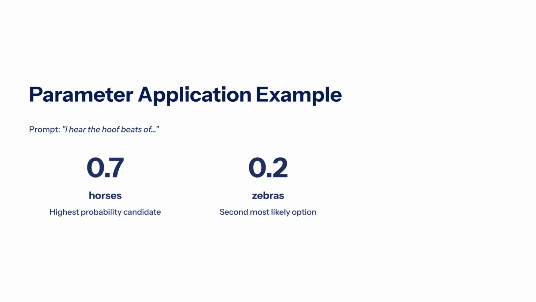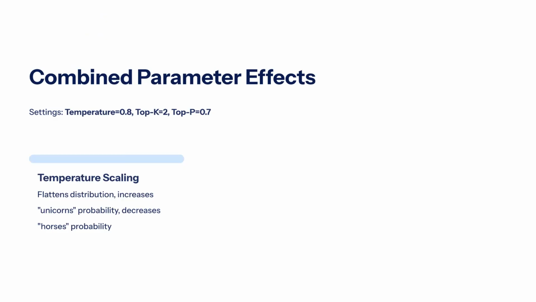Now that we learned about these parameters, let's apply the inference parameters. Consider the example prompt, "I hear the hoofbeats of". The model determines the following 3 words to be the candidates for the next token, and the model also assigns a probability for each word. Horse has 0.7 probability, zebras has 0.2, and unicorn has 0.1 probability. So how does this all come together? Let's say we set the temperature as 0.8, top K as 2, and top P as 0.7.